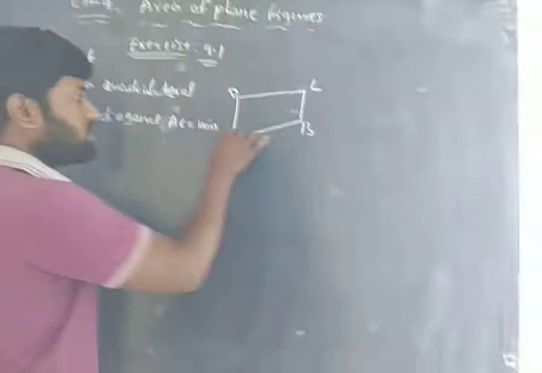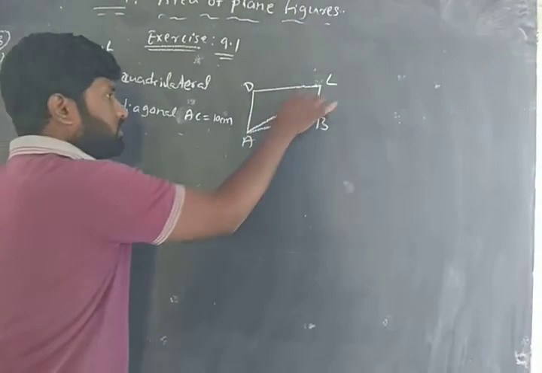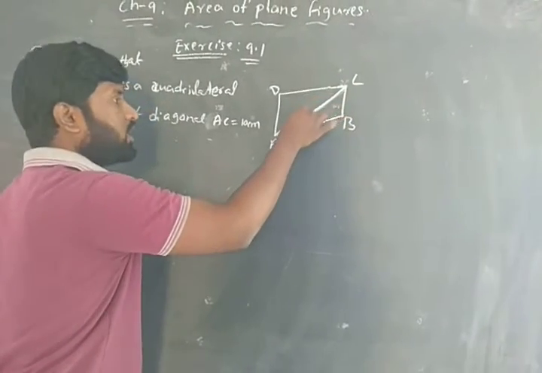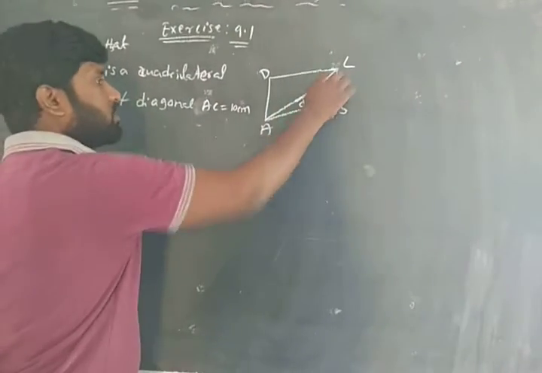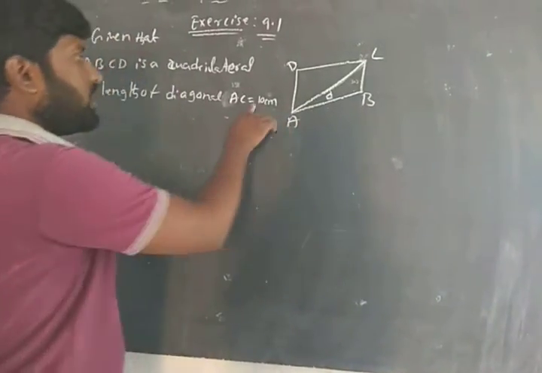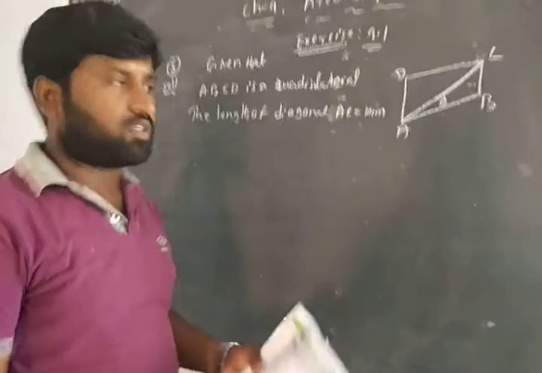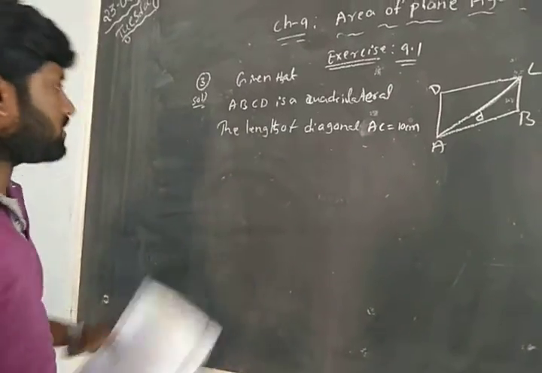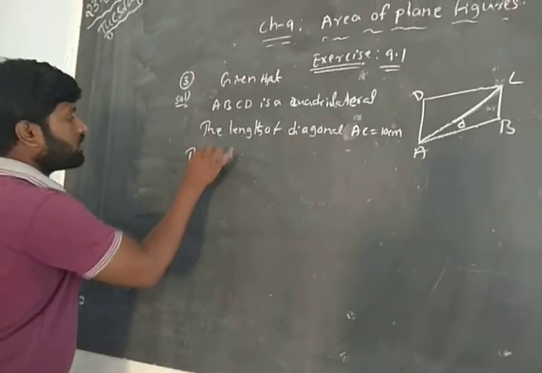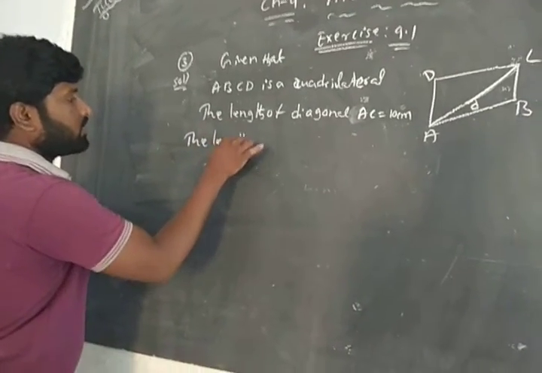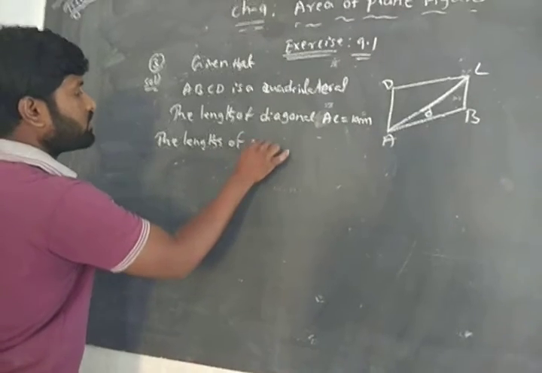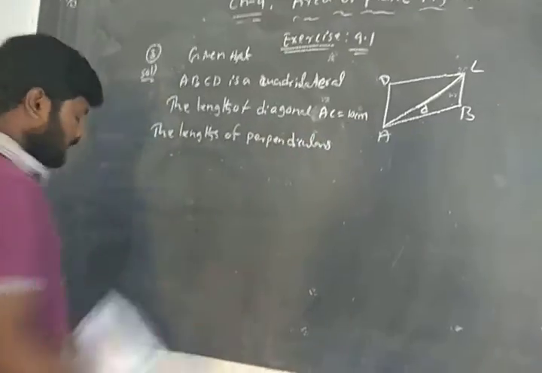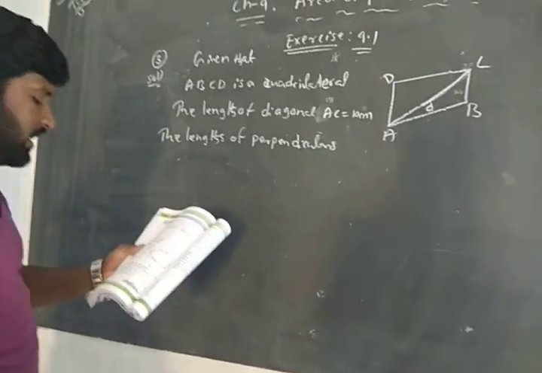This is called what now? This is the diagonal. In a quadrilateral, AC is called the diagonal. What is the length of the diagonal? It is given as 10 centimeters. Now, the lengths of the perpendiculars from B and D.